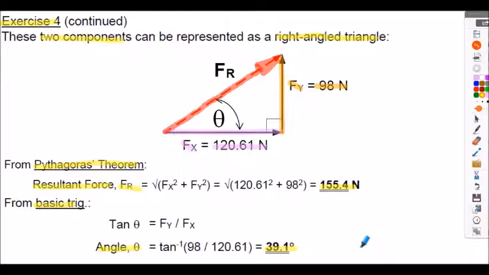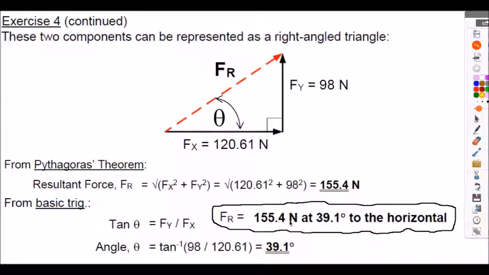I'd encourage you to stop the presentation and just work through that slide to make sure you clearly understand how the resultant force magnitudes have been found, shown here. Now the angle to the horizontal has been found, shown here. Just for completeness, I've written the resultant force in terms of its magnitude and direction here.